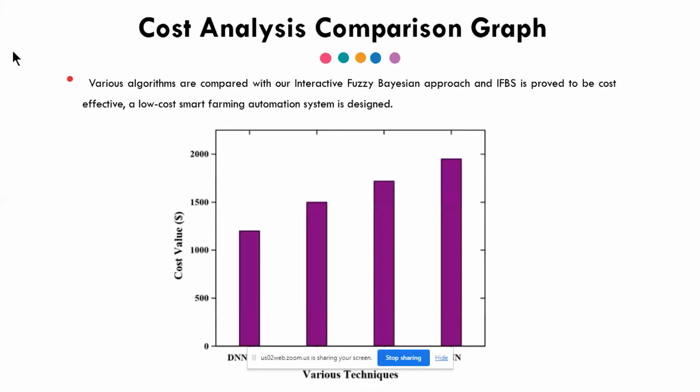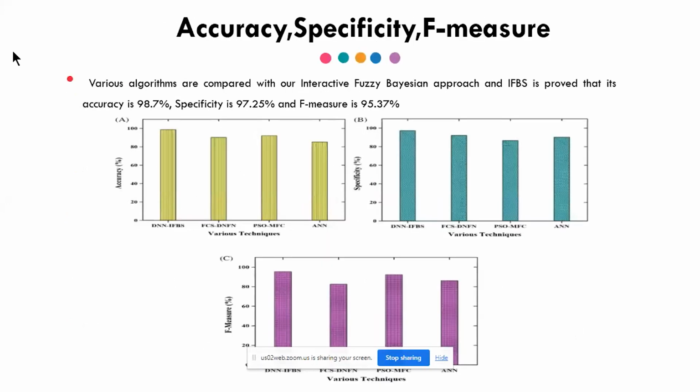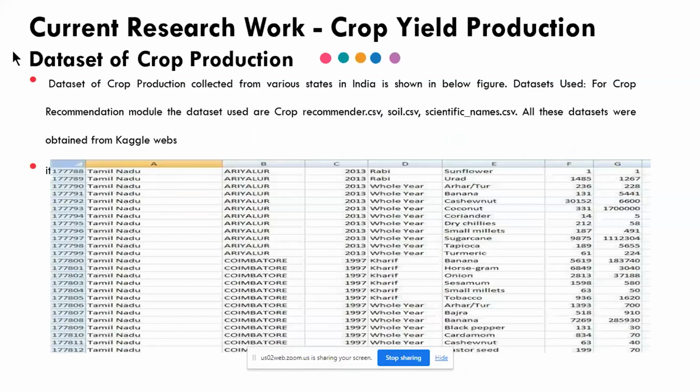So this is the cost analysis comparison graph, compared to the previous algorithms, DNN, and here accuracy, specificity, and F measure. We compared this with various techniques, artificial neural network techniques and others. Here our accuracy is 98.7%, and specificity and F measure we obtained are higher than the other techniques. And next, this is my current work.